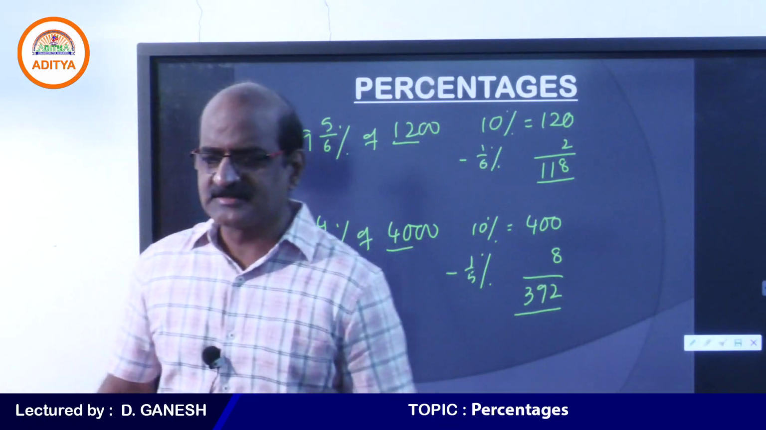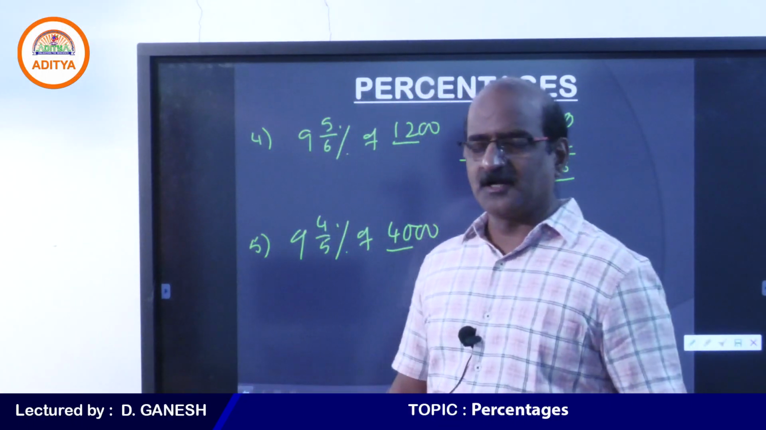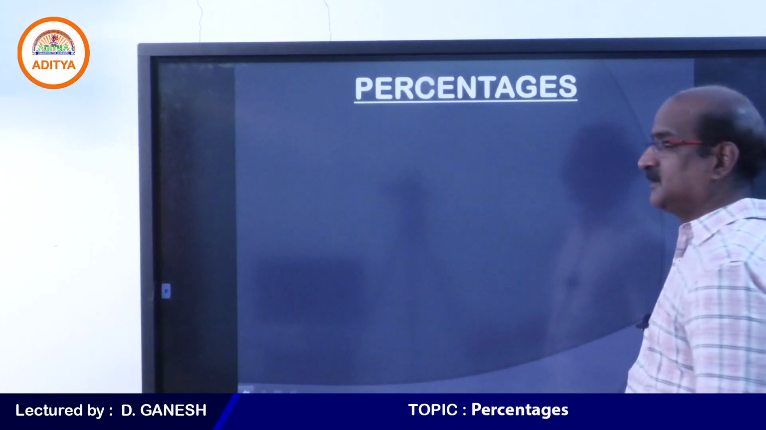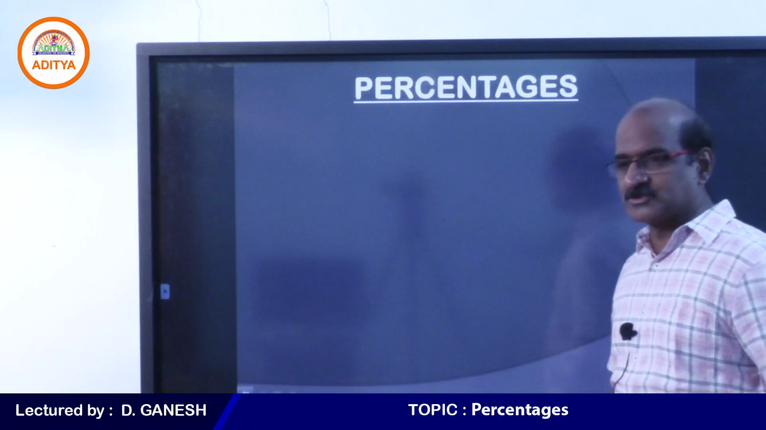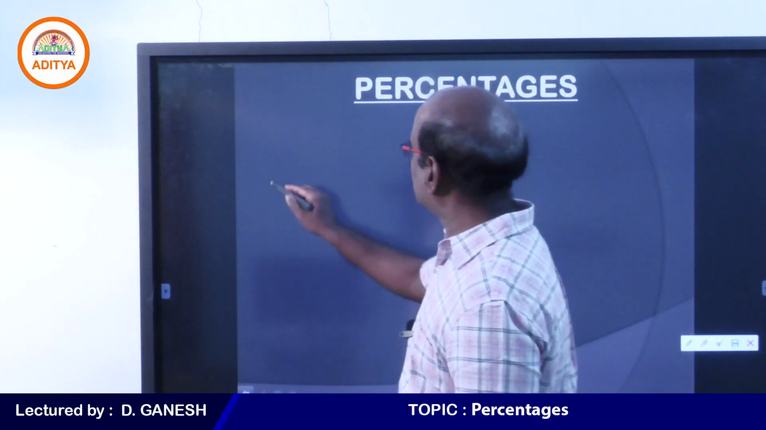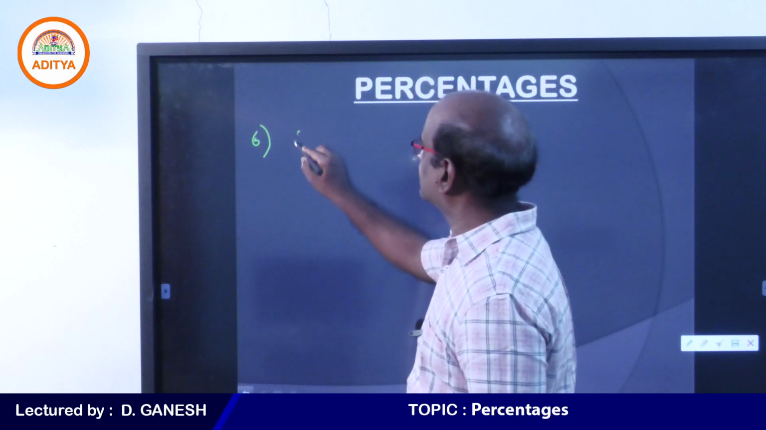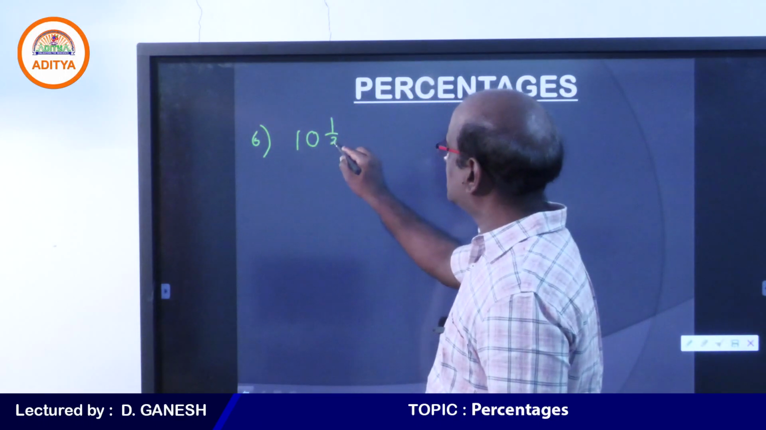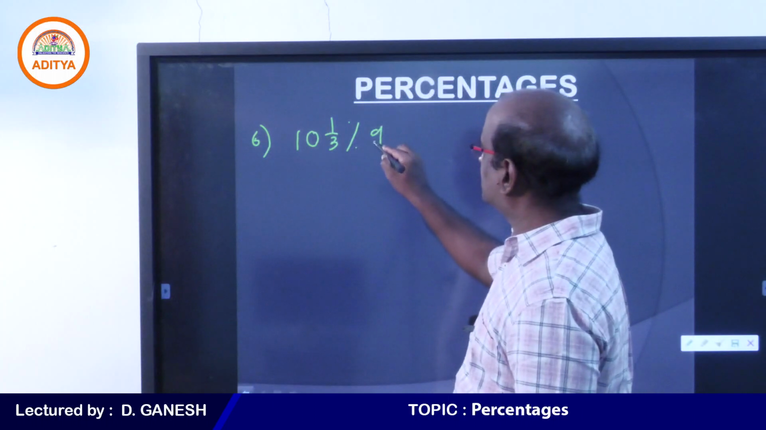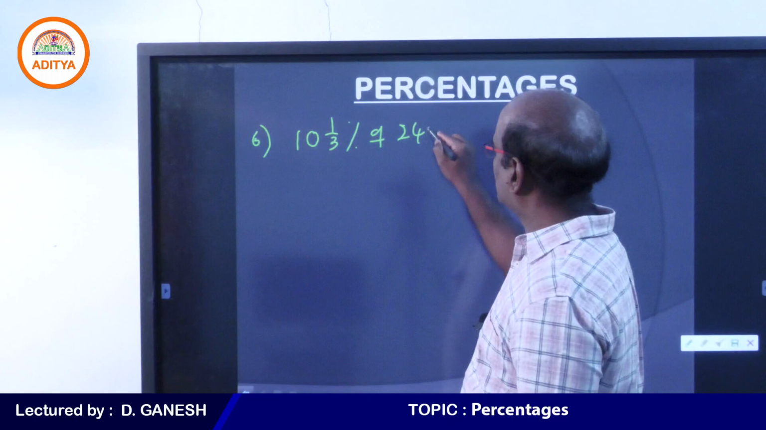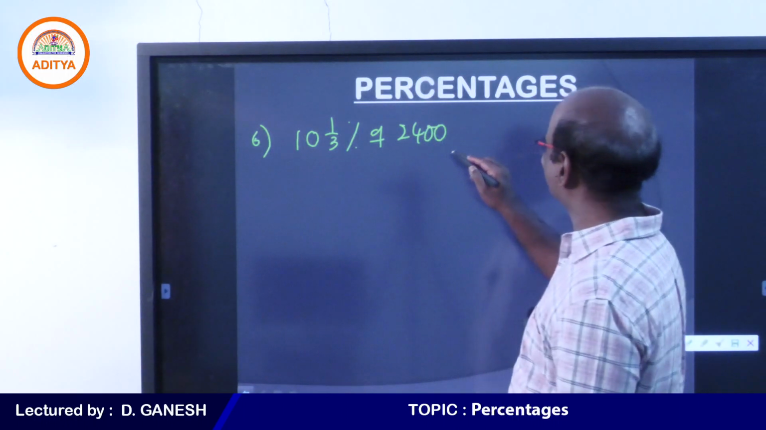Okay, so we discuss some more questions like this. Let me check how you are able to calculate these percentages, because percentage calculation is so important. Come on students, please answer these questions. Let me check how you are doing this. 10 1/3% of 2400 is equal to how much?